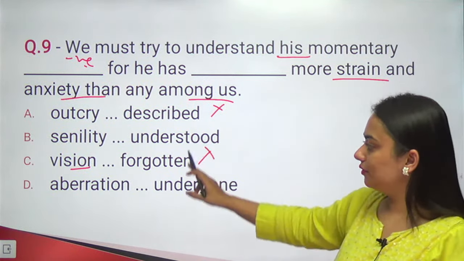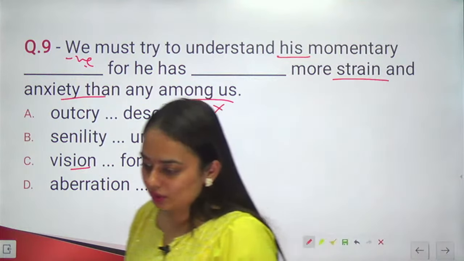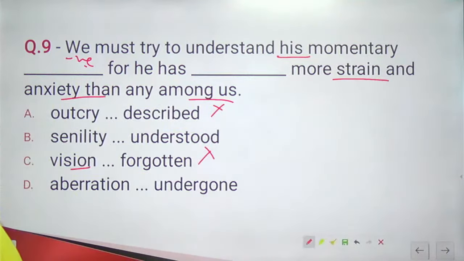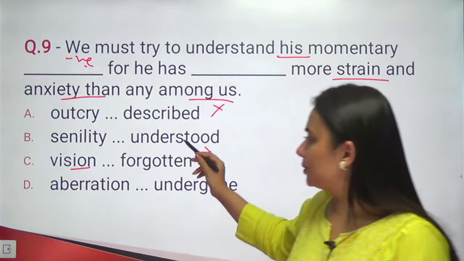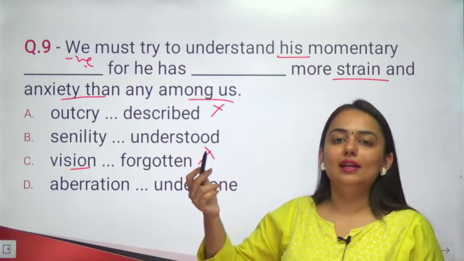Now you're only left with 2. Let's see who's going to answer this one. Okay, we have a response which is aberration and undergone, which is absolutely right. So senility is bodily and mental illness.